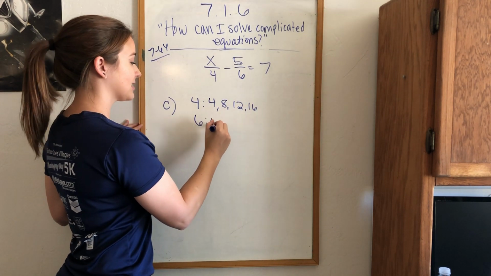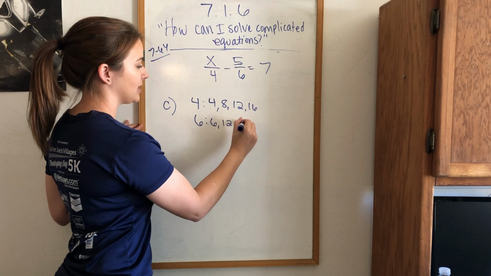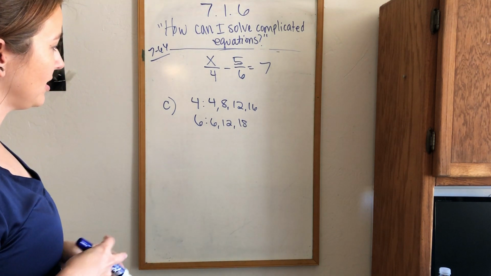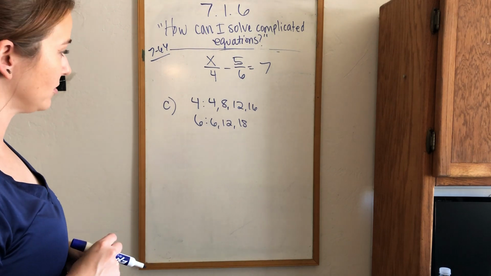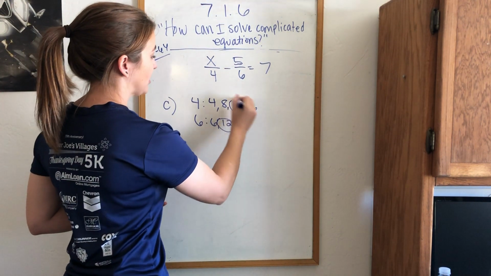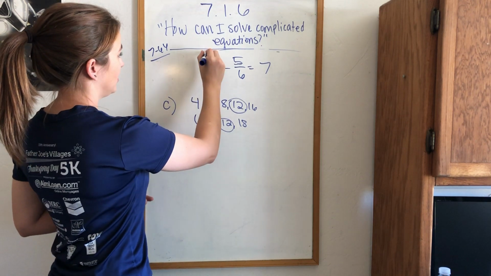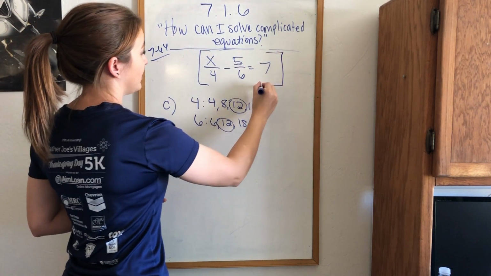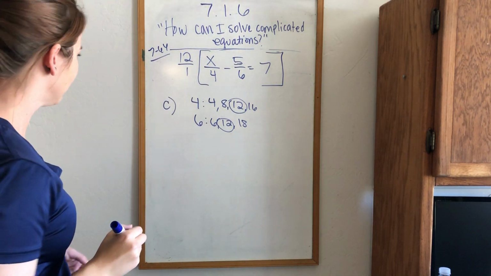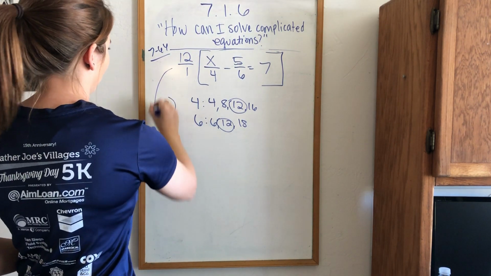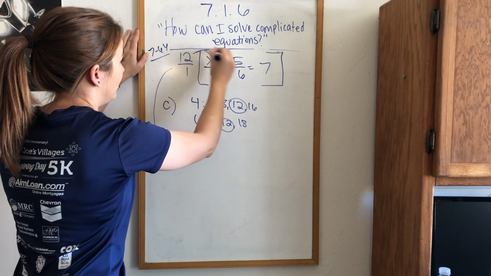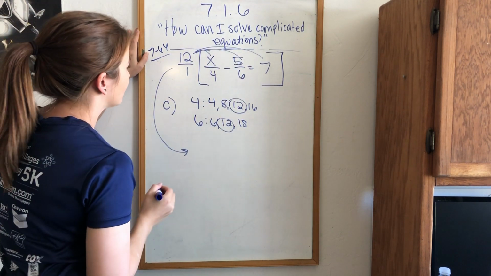6 times 1 is 6. 6 times 2 is 12. 6 times 3 is 18. So I've noticed the lowest common multiple, or least common multiple, that they share is 12. That's going to be our magic number for this. So let's see what would happen if we multiplied everything in the equation by 12. I'm going to bring all the work down here. It has to be multiplied to each term in the equation, 3 terms.